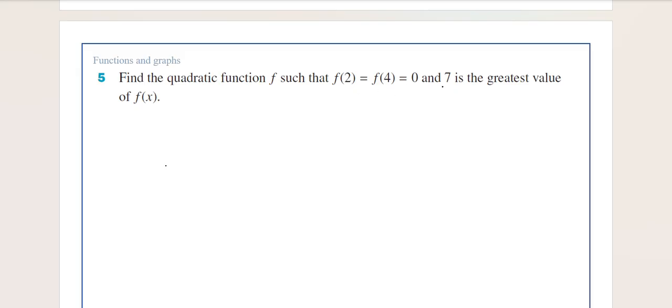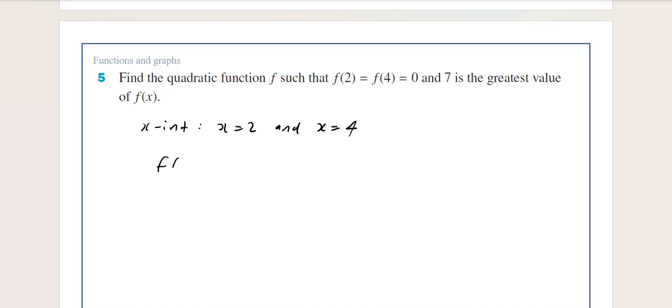And we're also told that 7 is the greatest value of f of x, so that's going to be where the graph peaks. It's obviously going to be like a negative x squared that peaks up at 7 in order for that to be the case. So what we should note is that if f of 2 and f of 4 are both 0, then we can figure out that our x-intercepts are going to be x equals 2 and x equals 4. They're the points where the graph is going to be 0. So that's 2 bits of information that we can use.